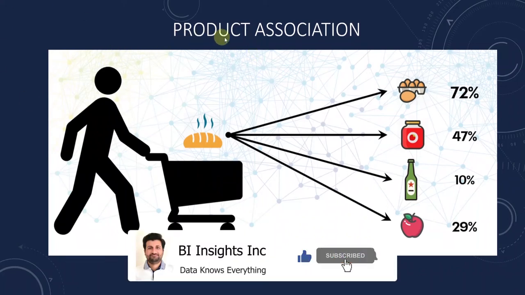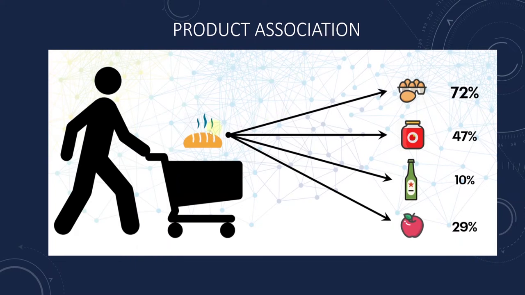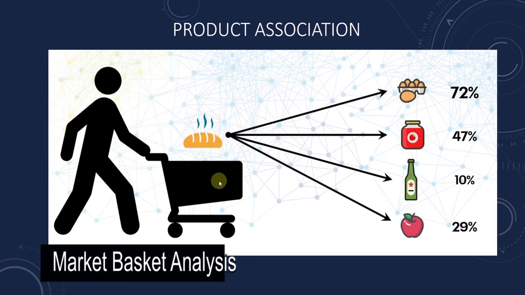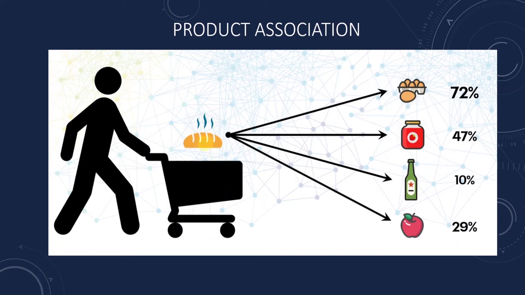Today we will cover product association using SQL, meaning what products are often sold together. This technique is also known as market basket analysis or affinity grouping. This helps us correlate the events in our data. We will use this method to see what products are often sold together at AdventureWorks.